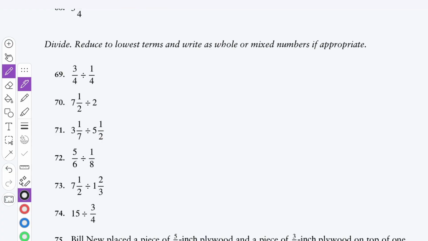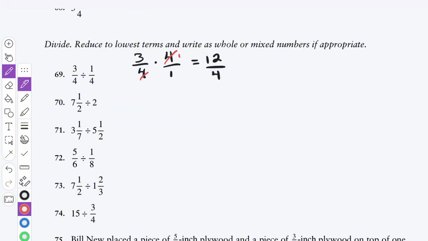On to reducing to lowest terms by dividing first. Okay, so we change it to mixed numbers if we need to. So anytime we have a fraction divided by another fraction, we flip the second fraction and we multiply. Now I'm going to show you how you can get the same answer doing it like this, or like we did before, I can cross out, right?